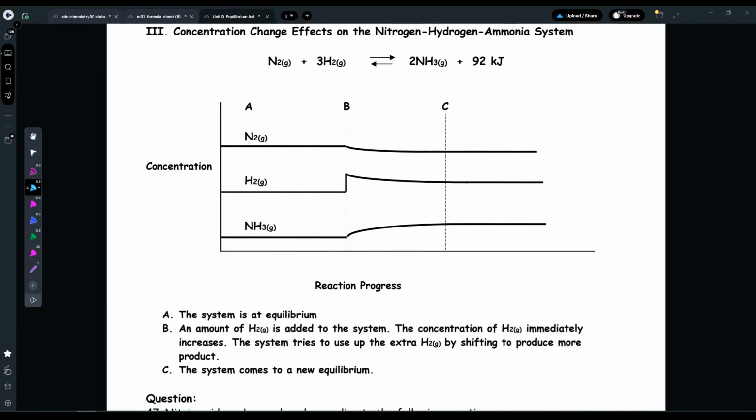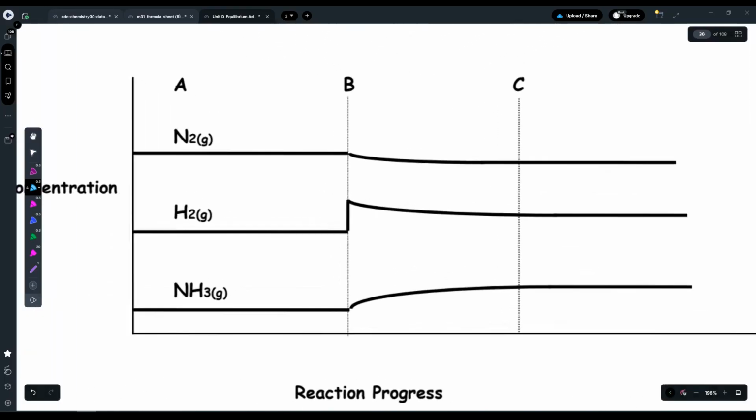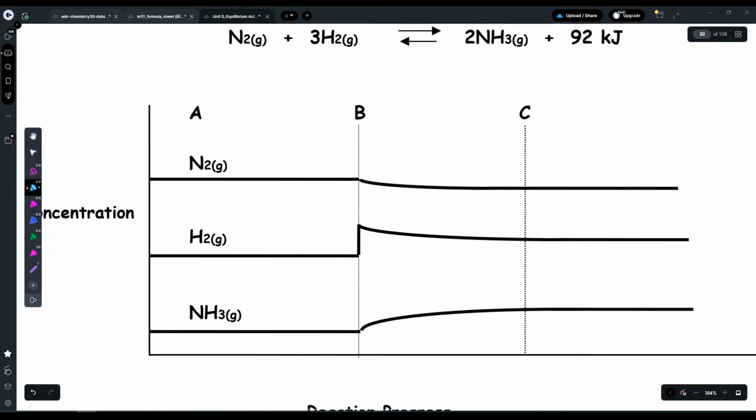So this is going to be talking about concentration change effects on the nitrogen, hydrogen, ammonia system. So how you can tell by looking at the graph that it's a change in concentration is where we look at point B, we only see one sudden change. That's your clue that you have a change in concentration.